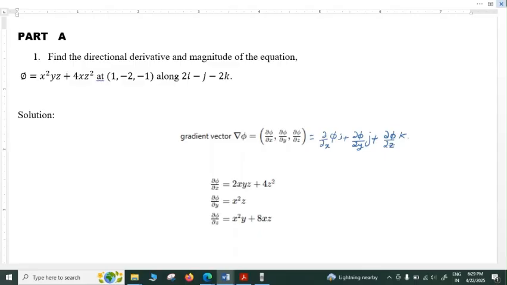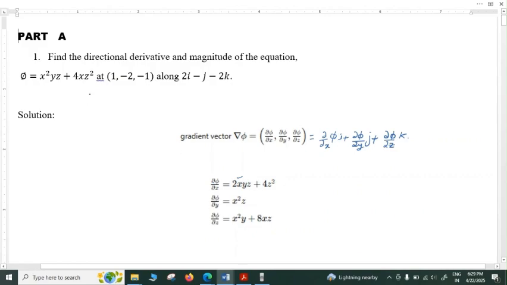We'll substitute the values one by one. We'll differentiate this psi with respect to x. When we differentiate partially with respect to x, please remember y and z are constant. Only x we are going to differentiate. So x square differentiation is 2x, and in this case x differentiation is 1. So please remember here del psi upon del x is equal to 2xyz plus 4z square.